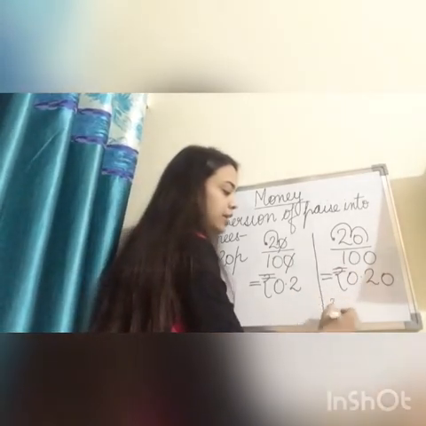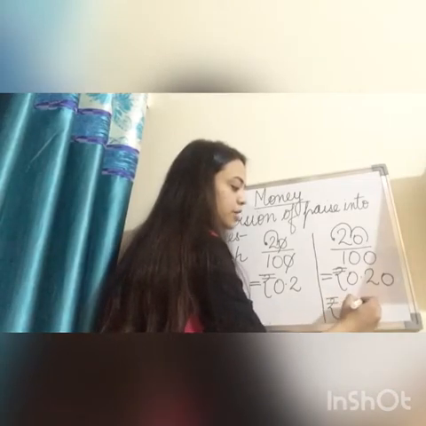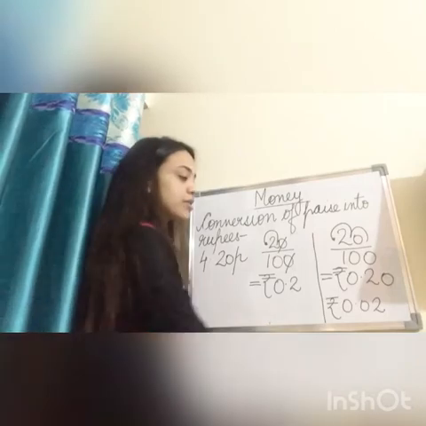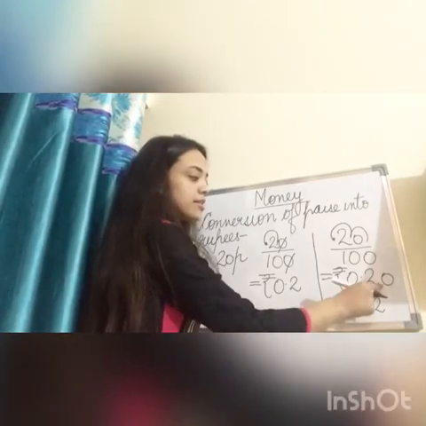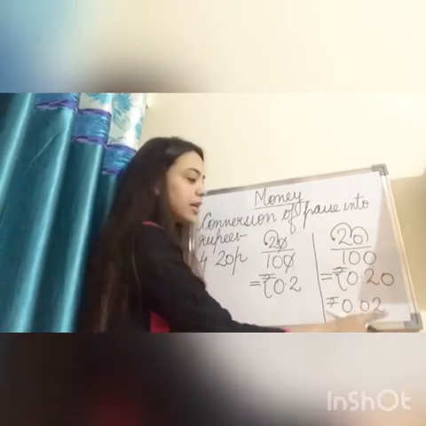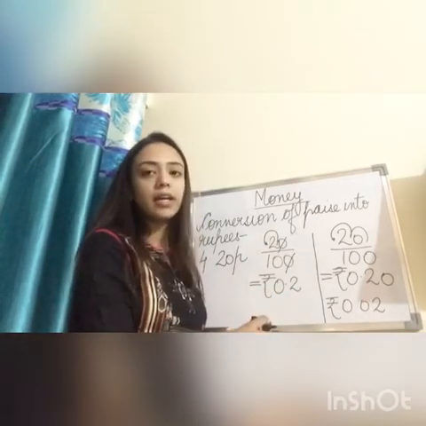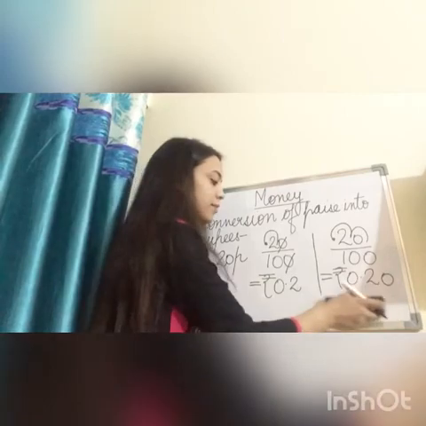But if the answer would be 0.02, that is a difference, because here is also a 0. This 2 means we have 20 paise, and this 2 means 2 paise. One 0 has been added, so it has become 2 paise.